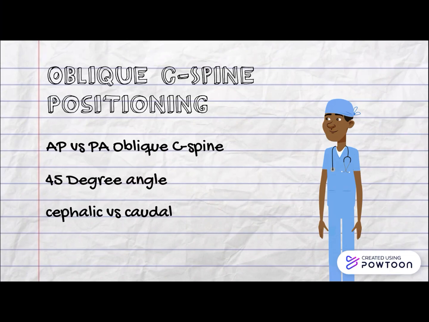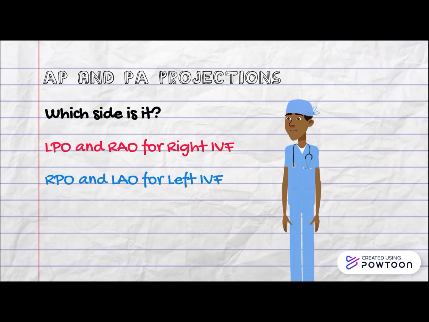For AP projections, the tube is tilted 15 degrees cephalic and 15 degrees caudal for PA projections. Oblique projections are named for the portion of the body that touches the buccal. So for example, if we take a left anterior oblique x-ray of the C-spine, that implies that the left side is positioned up against the buccal, and vice versa for right anterior oblique x-rays of the C-spine. That implies that the right side was positioned up against the buccal.